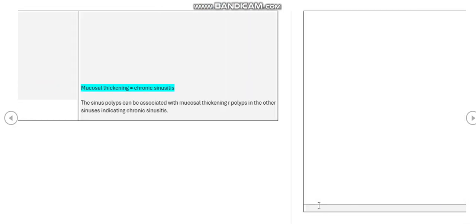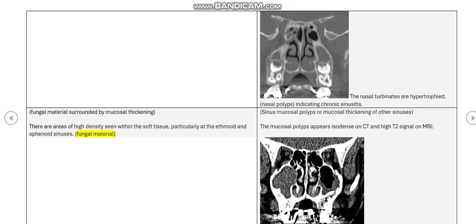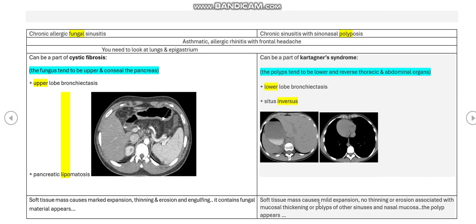So the last part of this lecture is that you need to know that chronic allergic fungal sinusitis can be a part of cystic fibrosis. However, chronic sinusitis with sinonasal polyposis can be a part of Kartagener syndrome.